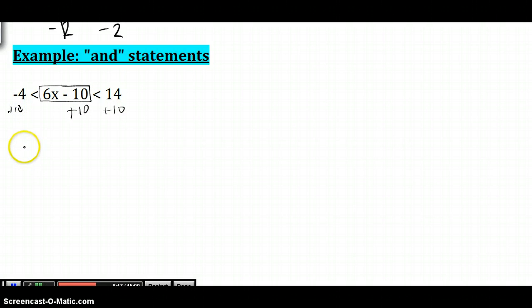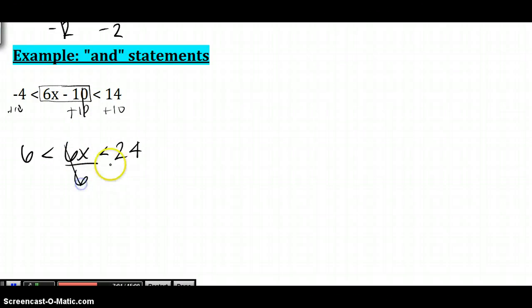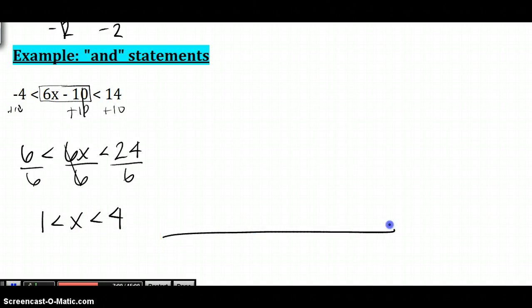So I will have 6 is less than 6x, because these cancel, less than 24. My final step to get x by itself is to divide by 6, and I do that on every single side. So I have 1 is less than x is less than 4. And then I graph my solution.